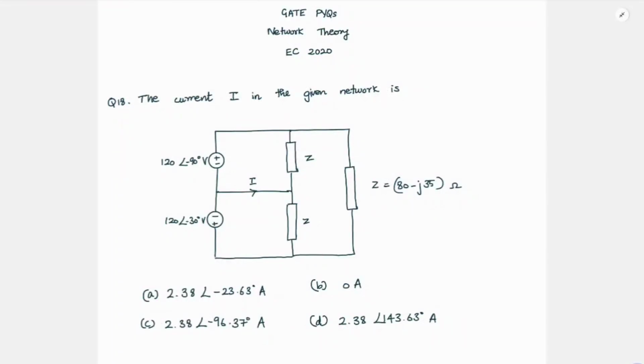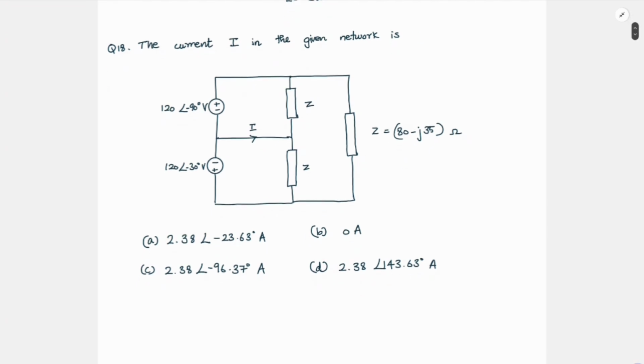Hello guys, welcome back. This is another video where we discuss the previous year questions on network theory, and here we have a question from GATE EC 2020. So the current I in the given network is dash.